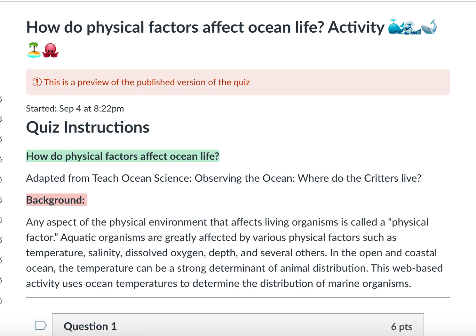Hey students, I wanted to show you how to do this. How do physical factors affect ocean life activity?